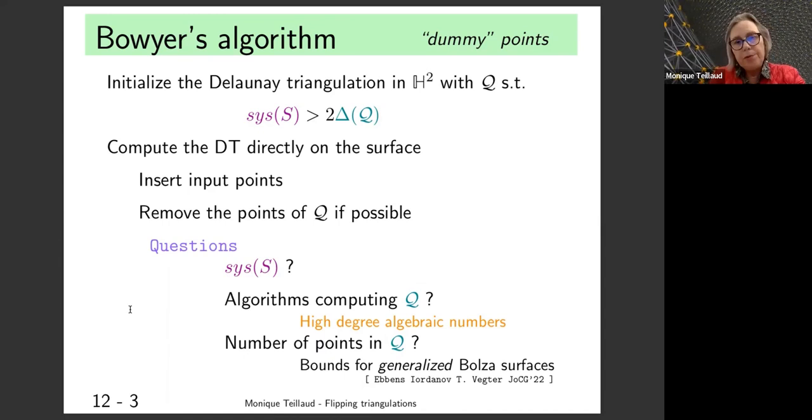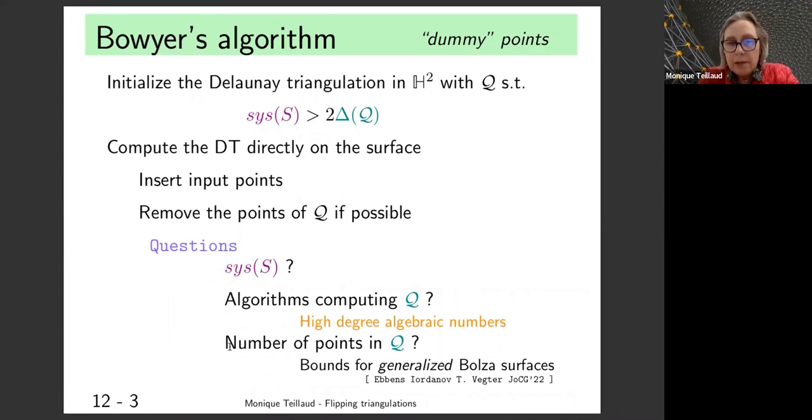But also, more on the computer science side, it's unclear how to actually compute such a set of points with this property. And in practice, you get trouble with the manipulation of high degree algebraic numbers. This is really hard, and it's really an obstacle to getting code that works. So for the Bolza surface, it's okay because the degree is not too high. We can handle that. But for higher genus in particular, it's not trivial.